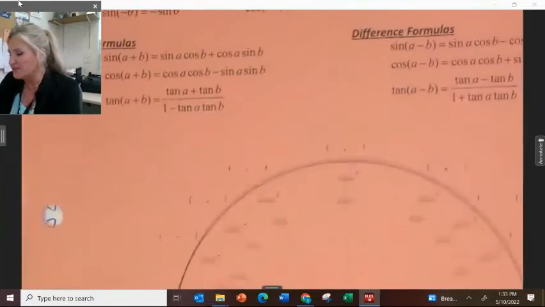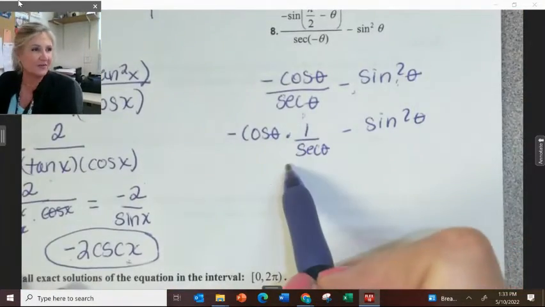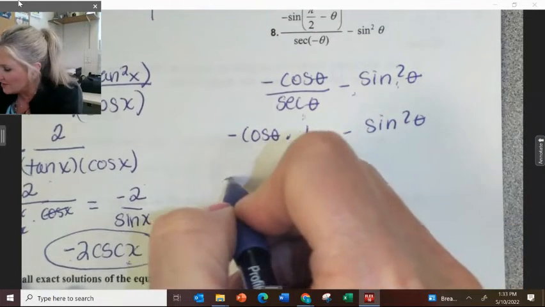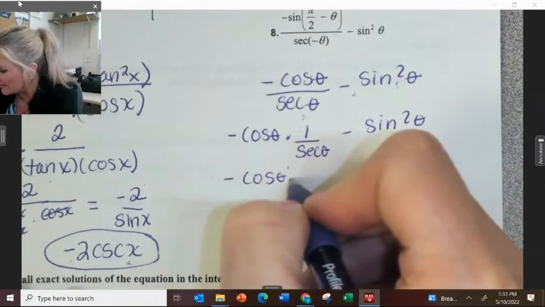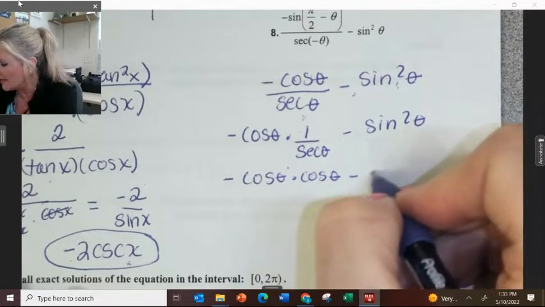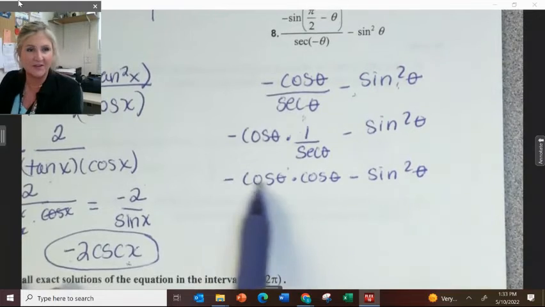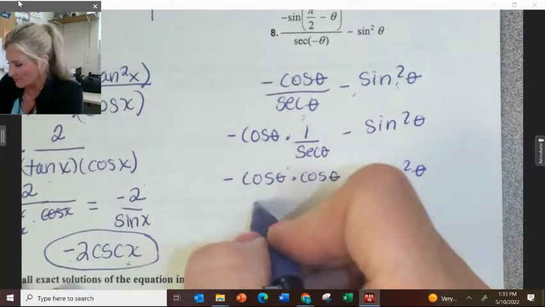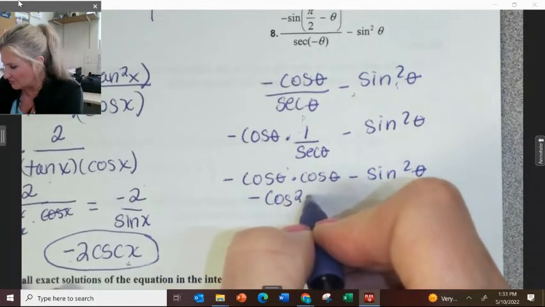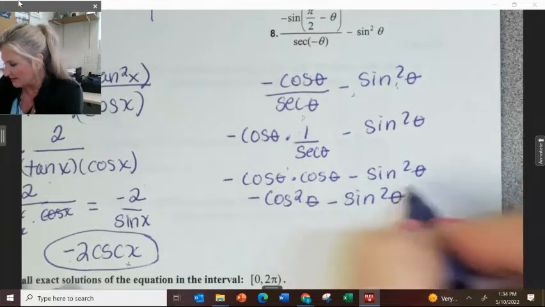So if you look at your reciprocal functions, those are what you have to have memorized. Do you know what 1 over secant is the same as? Cosine. So now I'm going to have negative cosine theta times cosine theta, still minus the sine squared theta. What are we going to have here then? All right, so I'm going to have negative cosine squared theta minus sine squared theta.